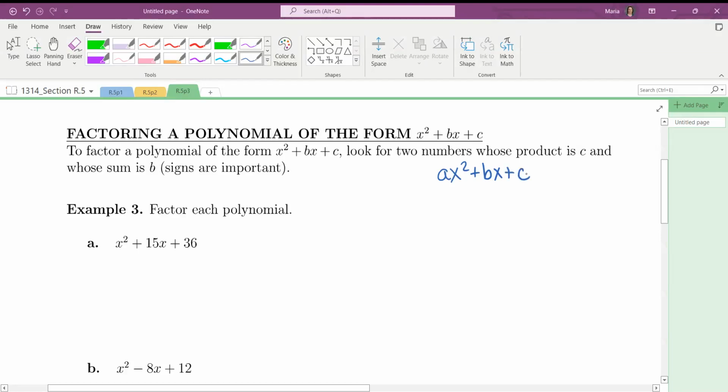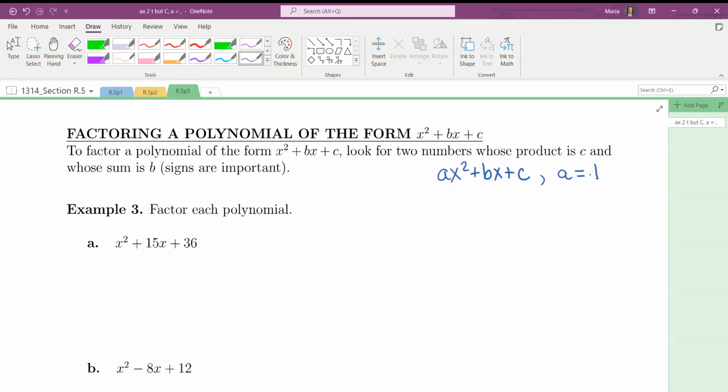So x is going to be your variable here, and you've got an x squared and you've got an x. The a, the b, and the c are just numbers. They can be positive or negative. For this particular technique, we are going to be looking at the situation where the a value is 1, meaning the number in front of x squared is positive 1. Definitely you can have an a value other than positive 1. If that happens, that is going to require a different technique, and we'll do that in the next video.